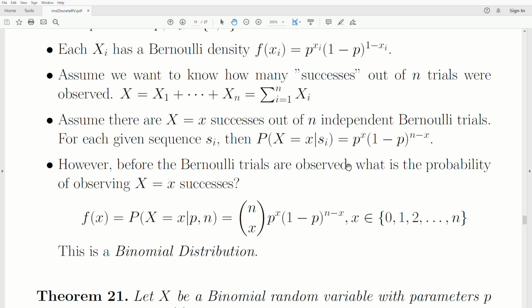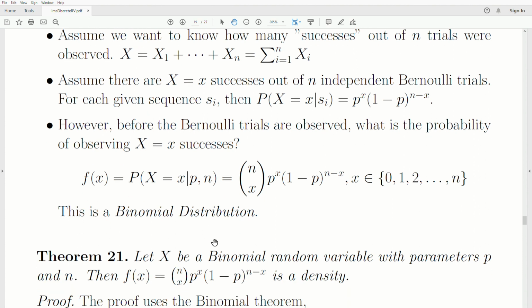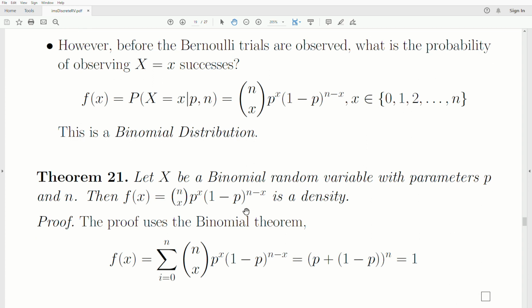Each given sequence has the same probability, but there are n choose x different combinations, or different ways to have x successes. You can move those zeros and ones around and still have x successes. So this is the probability. And this is what we call a binomial distribution. And that's the topic of today's video.